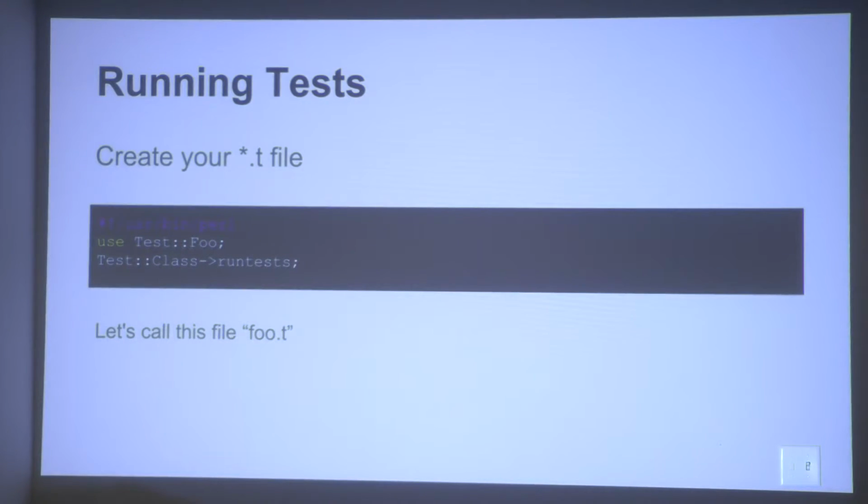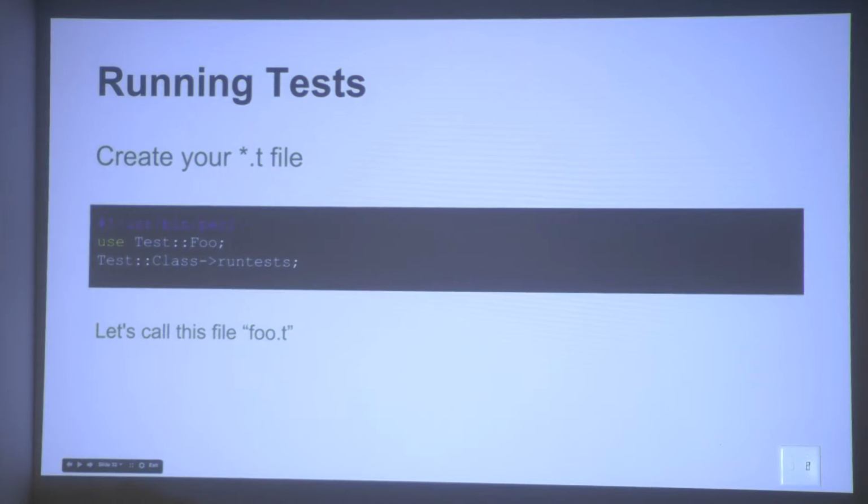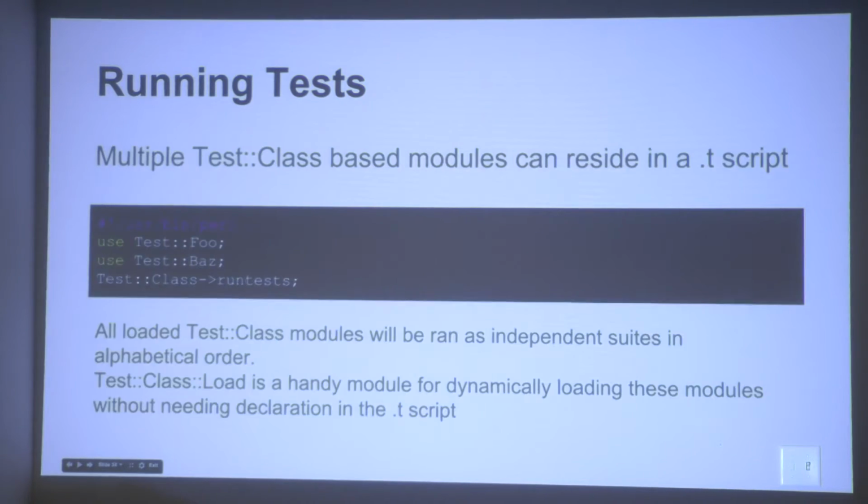So essentially we would create a .t file, and we just say use our test class base module, in this case test foo, and then we call test class run tests, and essentially it'll go through and run our modules. Now you might ask, why do we do this test class run tests? The nice thing about test class is you can have multiple test class-based modules in a single script, and it will run all of the modules that have been loaded in.